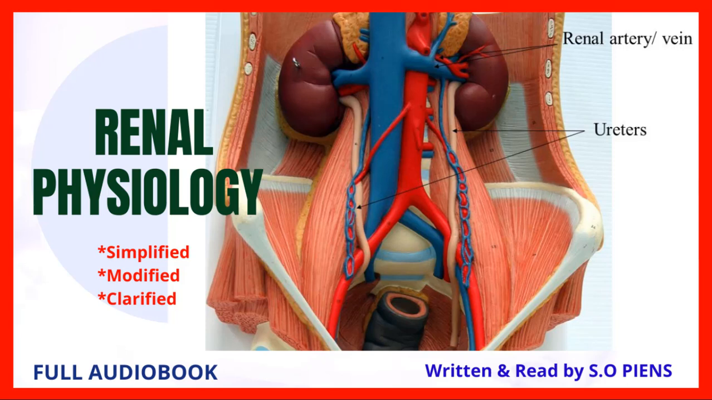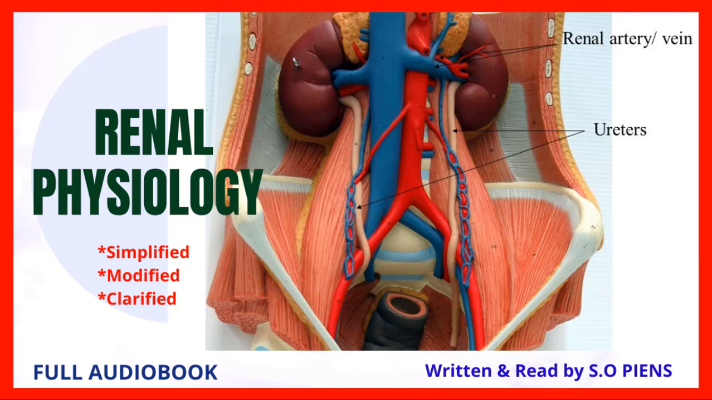The filtration membrane consists of, number one, the glomerular capillary membrane, number two, the basement membrane of the glomerular capillary, and number three, the visceral layer of the Bowman's capsule. That's the layer of podocytes. The podocytes form the visceral layer of the Bowman's capsule. Now, the GFR, that's the glomerular filtration rate, is the total amount or volume of filtrate produced in all nephrons of both kidneys in a given unit of time. The normal GFR is 125 mL per minute, or 7.5 liters per hour, or 180 liters per day.